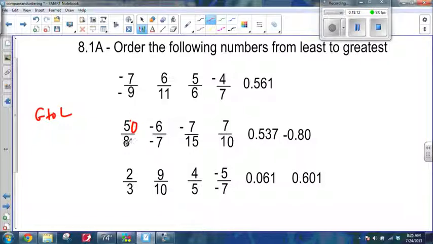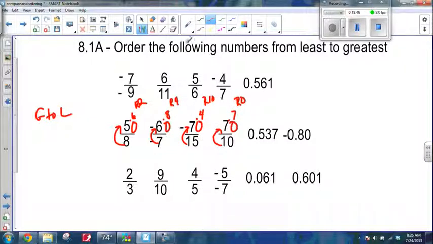So 8 goes into 50 6 times with a remainder of 2. And 7 goes into 60 8 times with a remainder of 4. And 15 goes into 70 4 times with a remainder of 10. And 10 goes into 70 7 times with a remainder of 0.